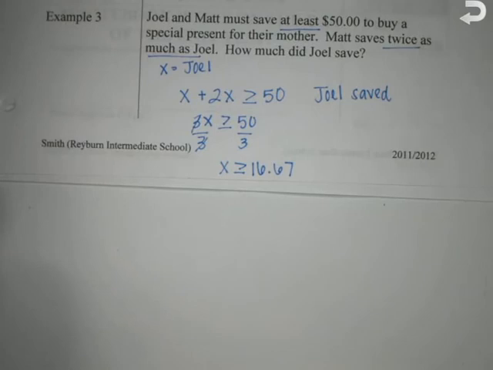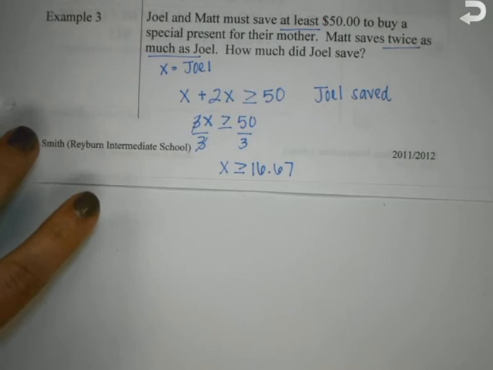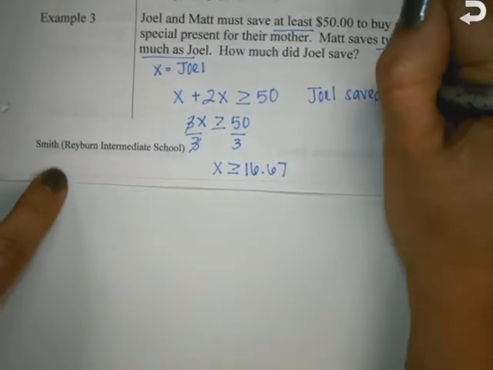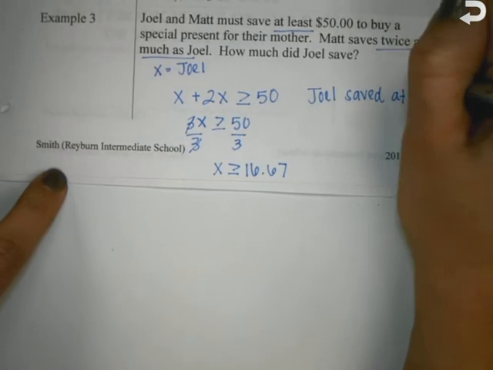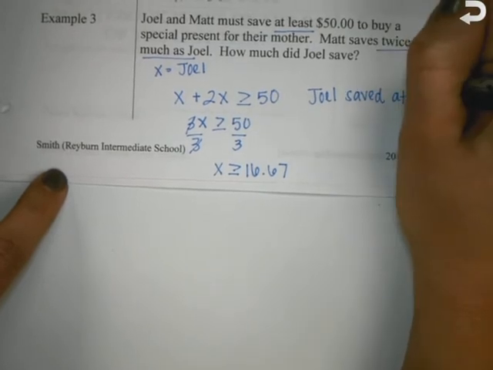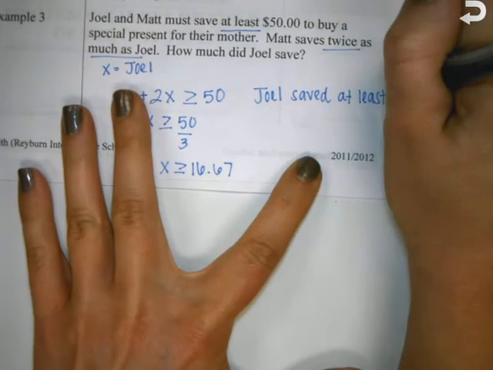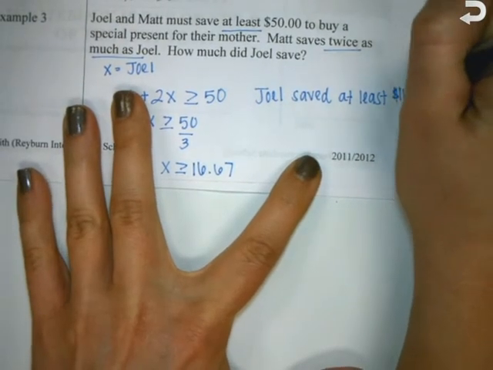No less than, or how about at least? I would use at least because that's what this uses. It doesn't really matter though. So Joel saved at least how much? $16.67. So that would be your answer.